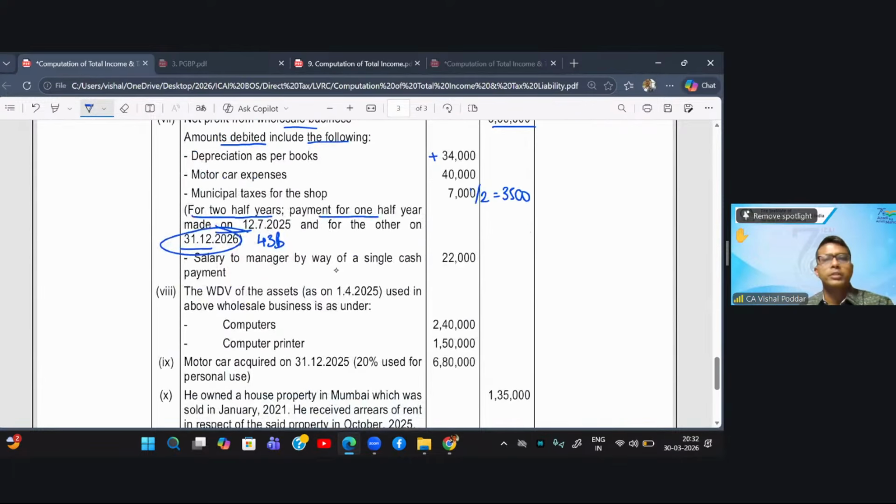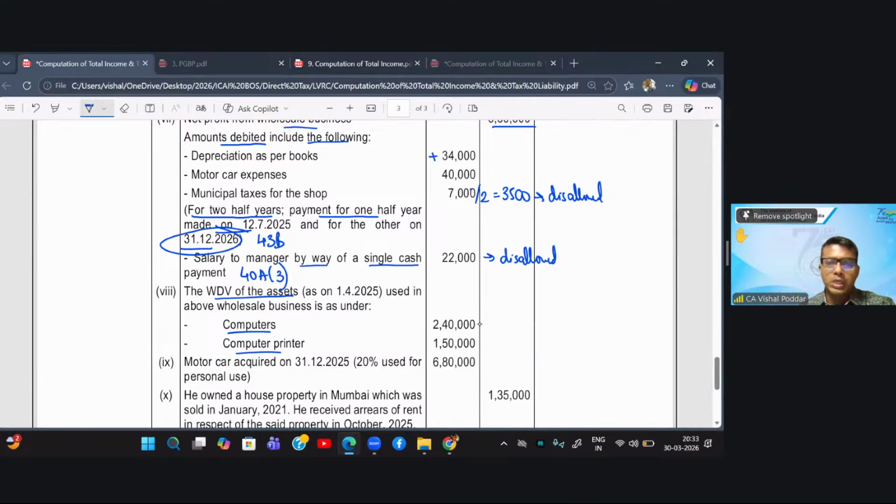Then salary to manager by way of a single cash payment. Again, here the section which is attracted is 43. This entire amount is disallowed. I hope you all are getting this. Now, WDV of the assets, computer, printer, we will have to compute depreciation on all these items under the income tax law, correct?